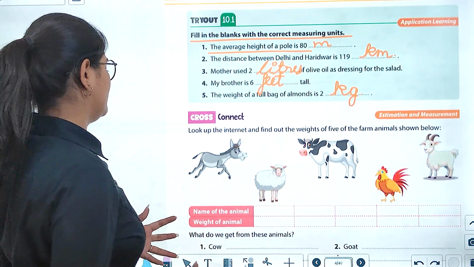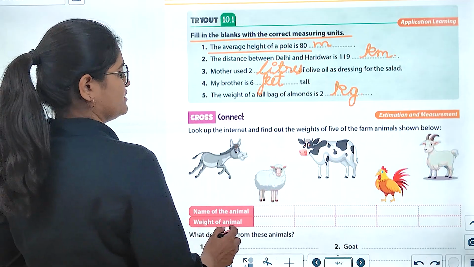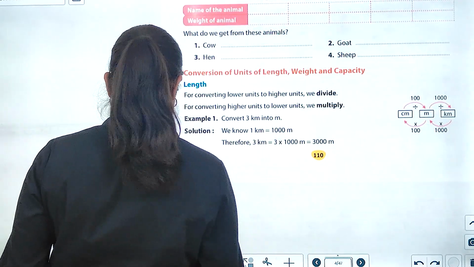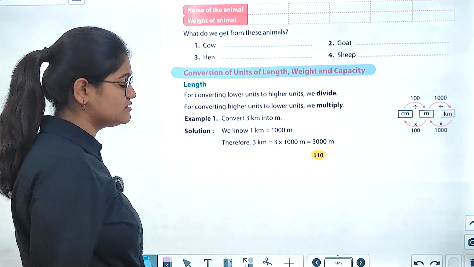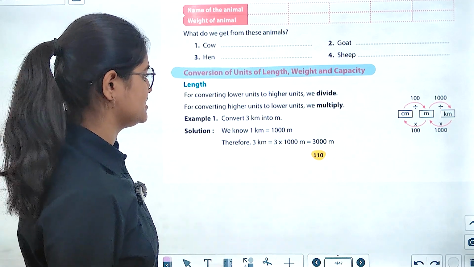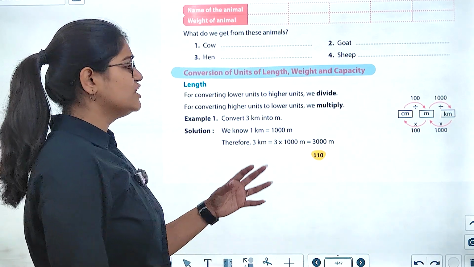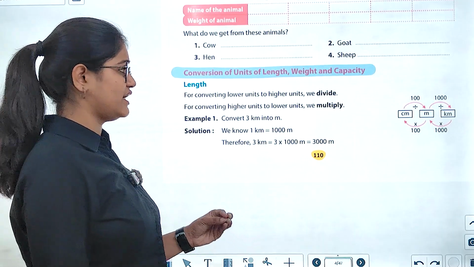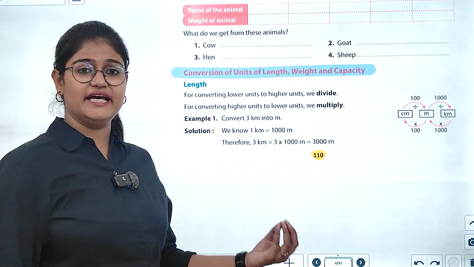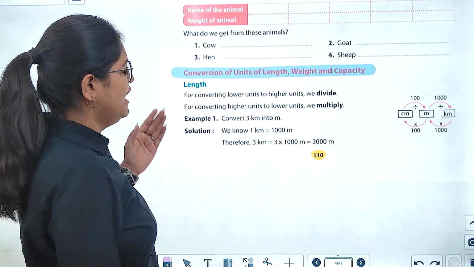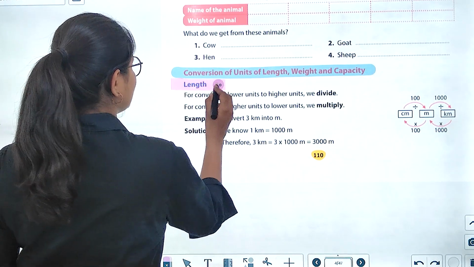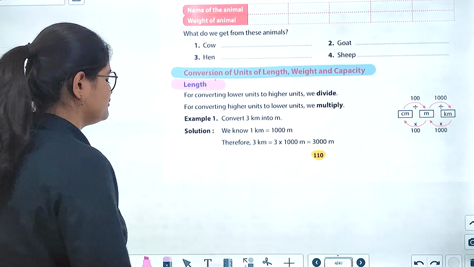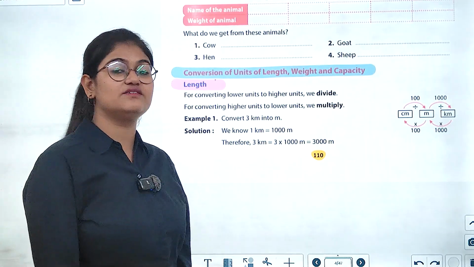Correct. Now let's move ahead to the next topic. Okay, so the next topic is conversion of units of length, weight and capacity. तो अब हम यहाँ पर कैसे units में convert करते हैं, conversion करते हैं length, weight और capacity तीनों में ही हम सीखेंगे, जिसमें सबसे पहले हम बात करेंगे length के बारे में. So let's see कि ये length हम कैसे convert करते हैं.